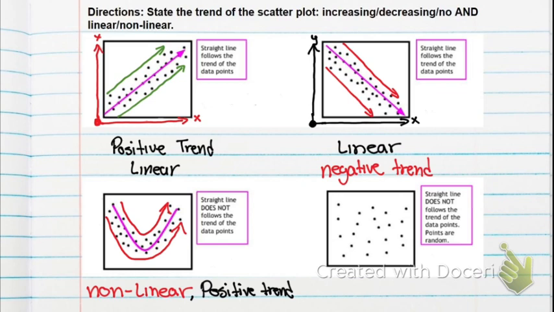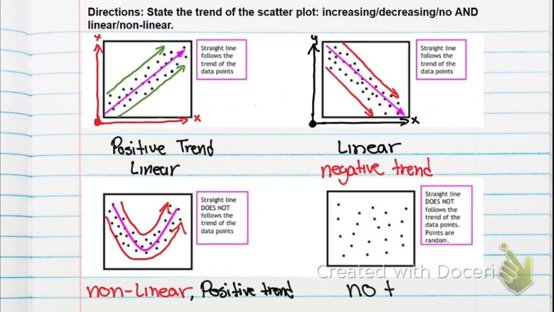Now the last example that we have, when we look at this one, we can't draw a straight line through this one because it doesn't follow any data points. These data points are kind of all over the place. Because it's all over the place, we can't really classify this one as linear or nonlinear, because it has no trend. Since it doesn't follow a straight line, it doesn't have a linear or nonlinear trend. And because we cannot really trace the outline of this one, it will be no trend at all.